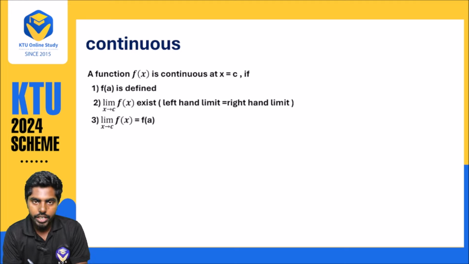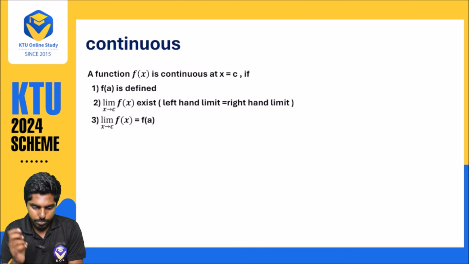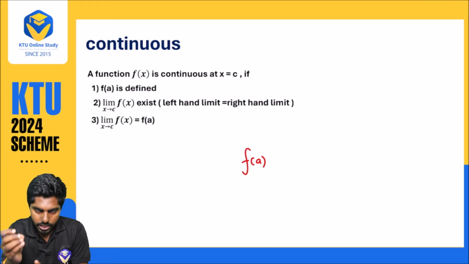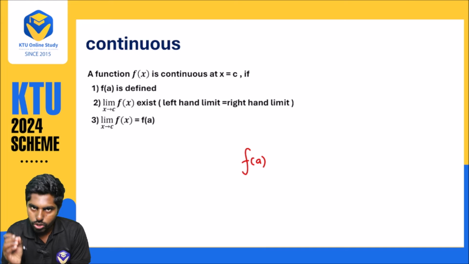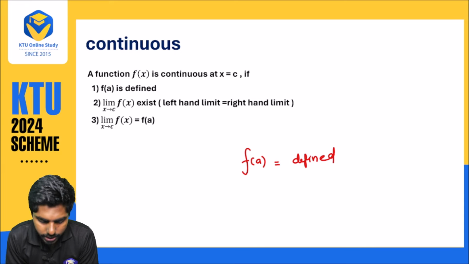What does continuous mean? First thing, I have already told you about defined and undefined. The first thing is f of a. That means for f of x, where they give x is equal to a, that a should be defined. This is our first condition.